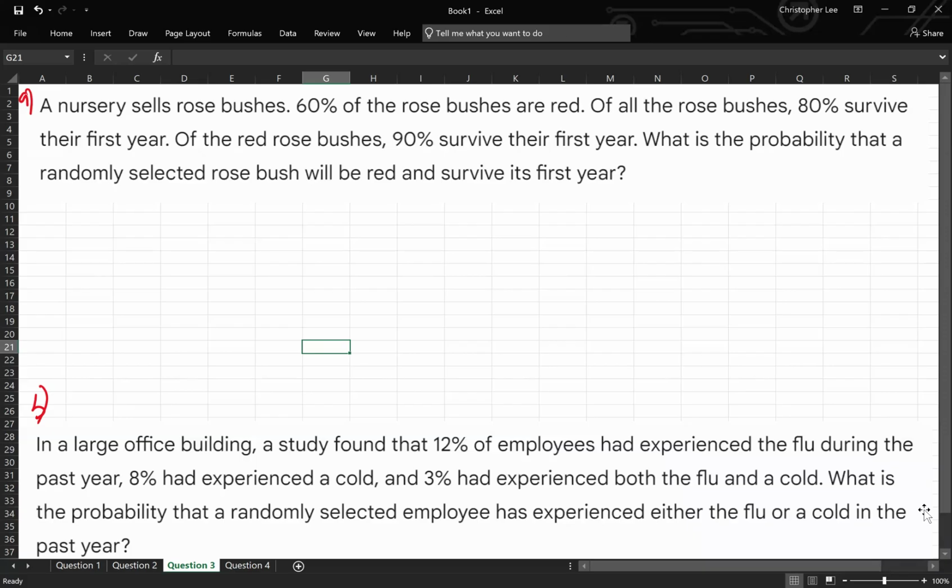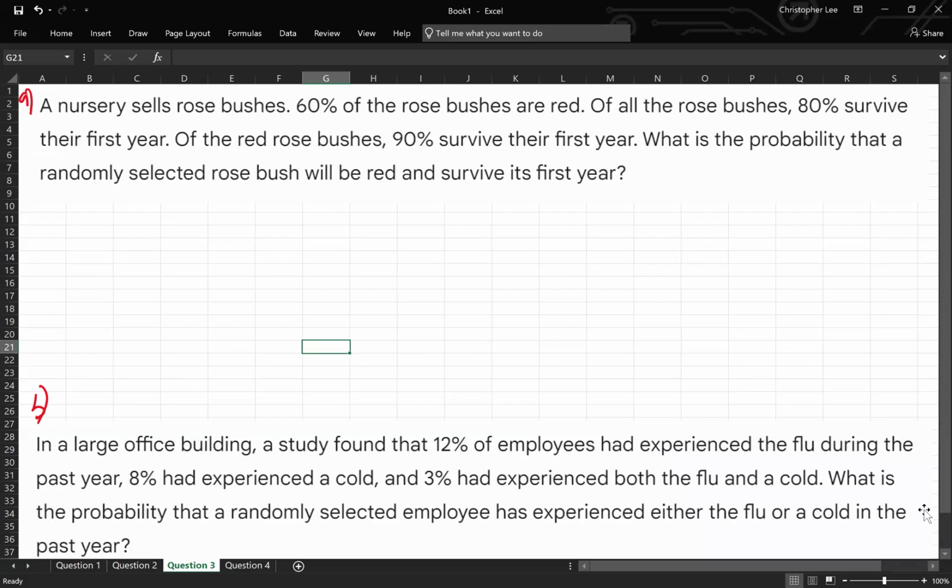A nursery sells rose bushes. 60% of the rose bushes are red. Of all the rose bushes, 80% live their first year. And of the red rose bushes, 90% survive their first year. What is the probability that a randomly selected rose bush, right, will be red and survive its first year?